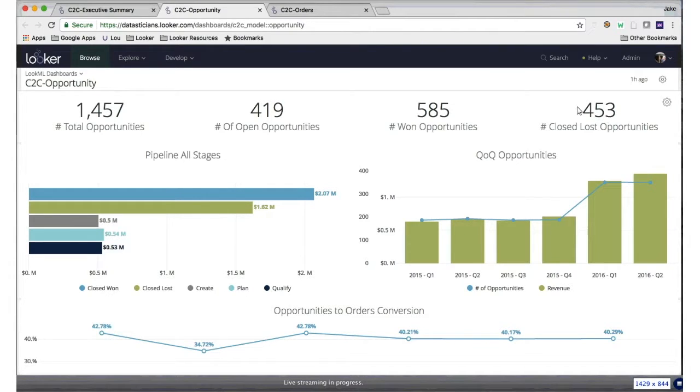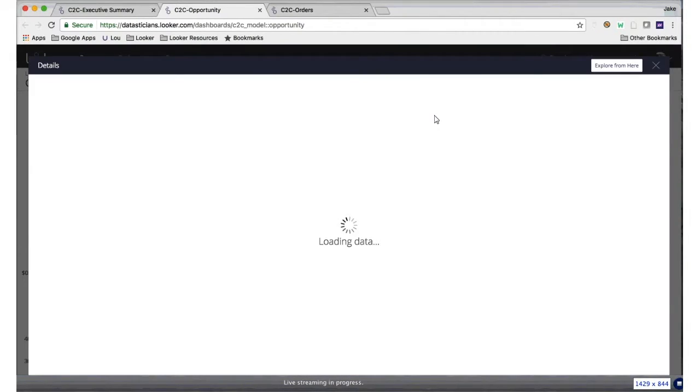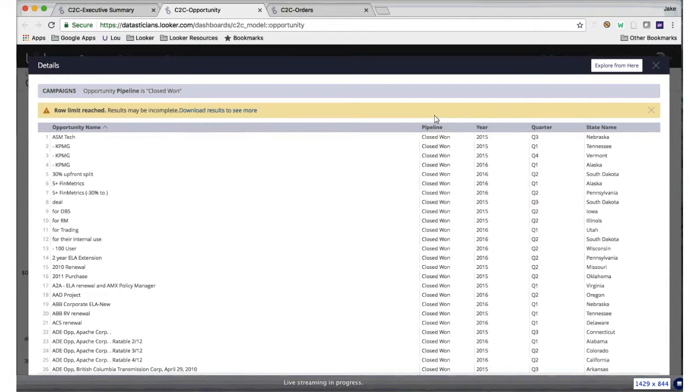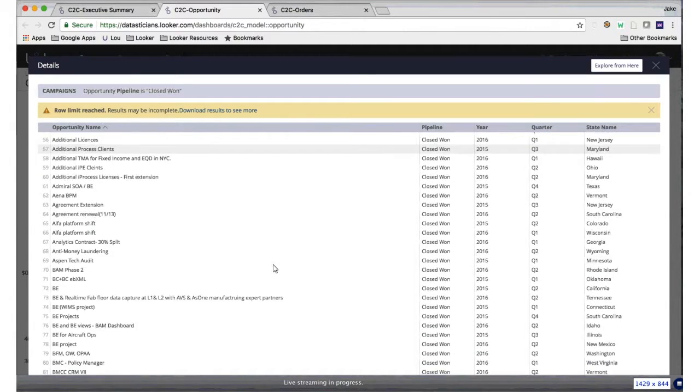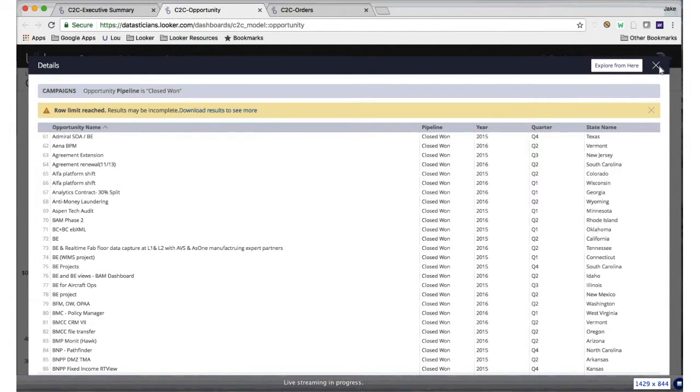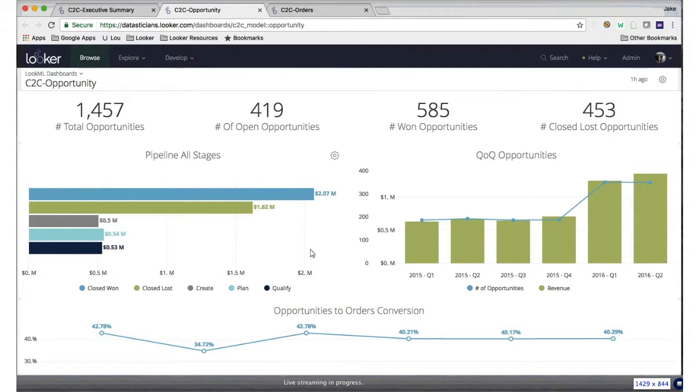I can get to row level details just as before. If I want to see the successful opportunities that we've won, I can click on the won opportunities, and here they are. And I can also see how our total pipeline is looking at this point for opportunities. So going from won opportunities, how many we've lost, how many we've qualified, planned, and created, so we can get an idea of the total pipeline that's coming towards us.